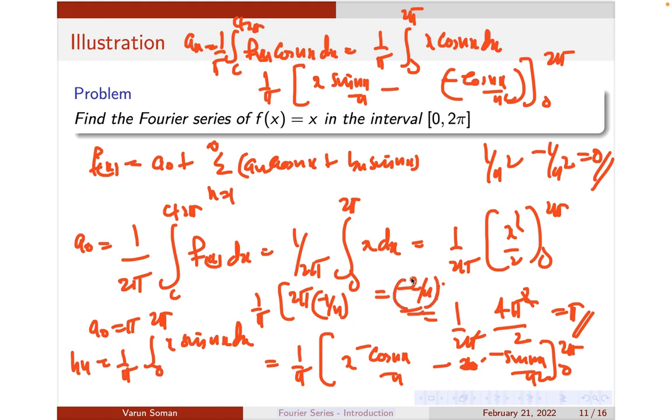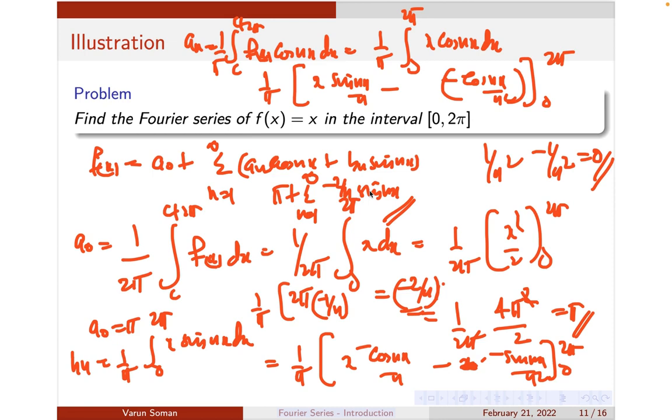Okay, once you have got these values, substitute them into this formula. So the Fourier series representation would be: a naught is actually, I think, pi here. So this will become pi plus sigma n equals 1 to infinity. The value of an is 0, so this term vanishes. The value of bn is minus 2 by n, so minus 2 by n sin nx. So this is the corresponding Fourier series representation.